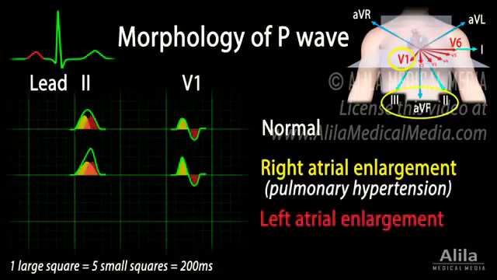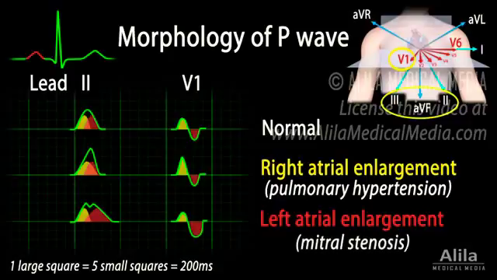In left atrial enlargement, depolarization of the left atrium lasts longer than normal. This results in a wider P-wave of more than 3 small squares. The waveform may also be notched. In V1, the negative portion of P-wave is deeper and wider. Left atrial enlargement is commonly due to mitral stenosis.